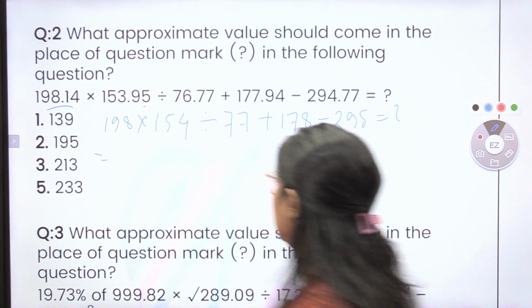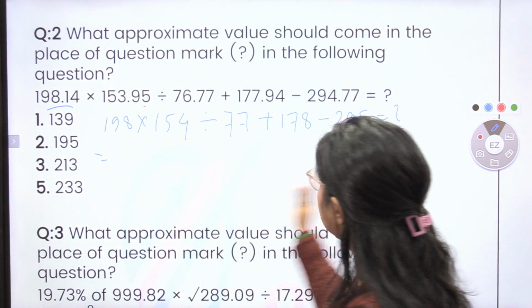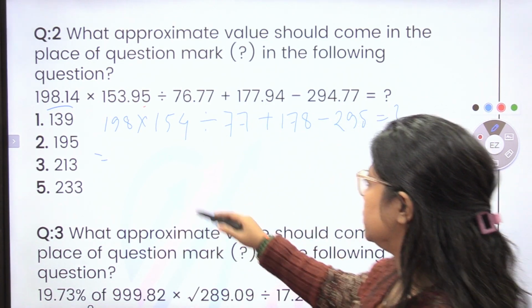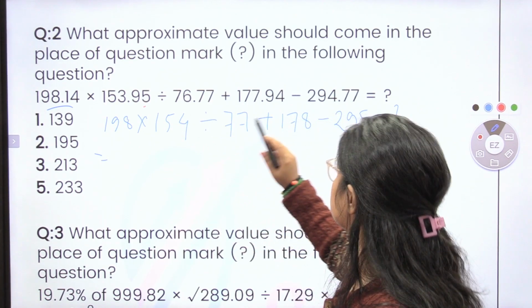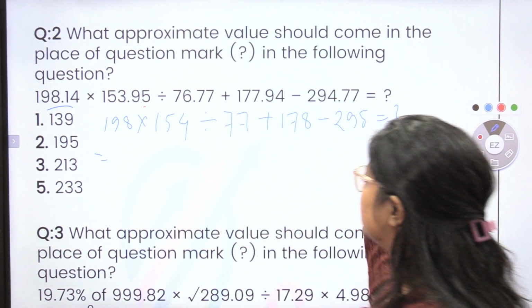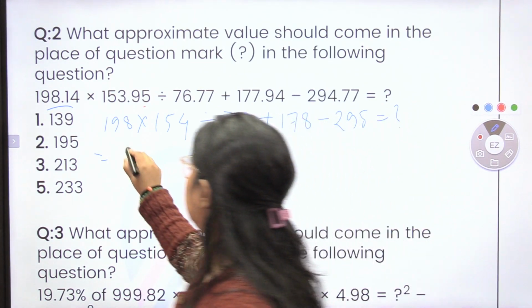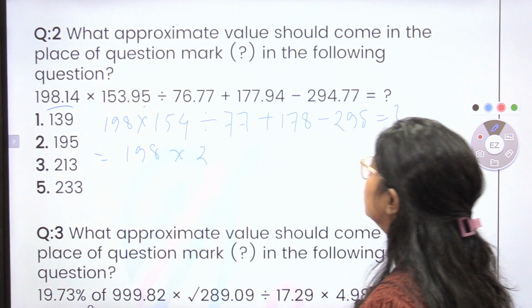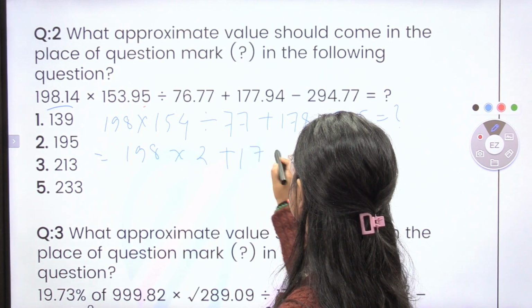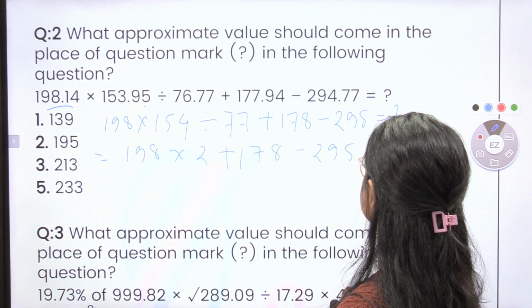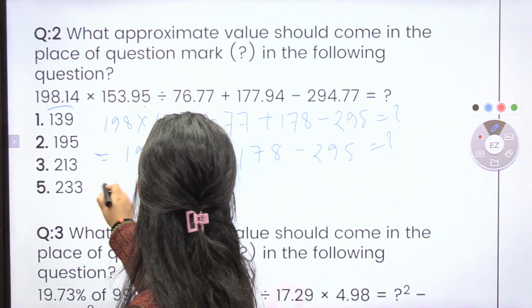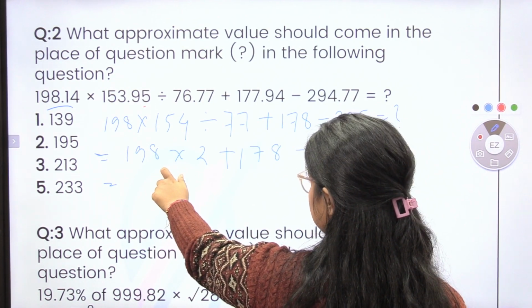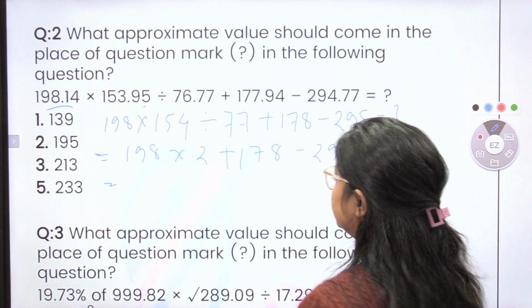Now let's solve. Which one will you do first? You will do the division first, isn't it? Because in this question we have multiplication, division, plus and subtraction, so we will consider division first. So what will be the value of 154 divided by 77? It will give you the value 2, plus 178 minus 295 is equal to question mark. So from here, what do you need to do? You need to do the multiplication first.